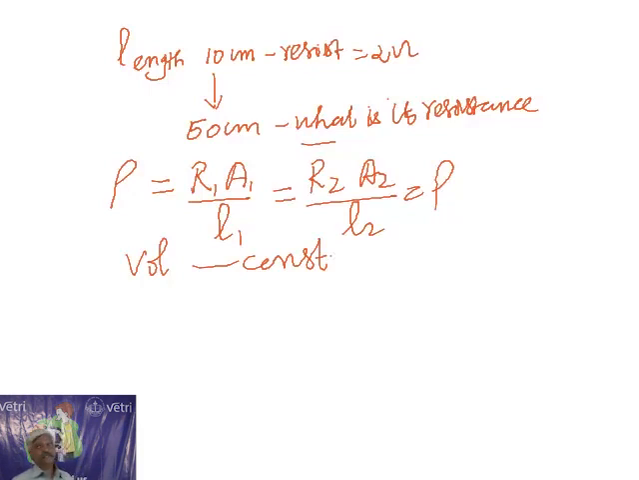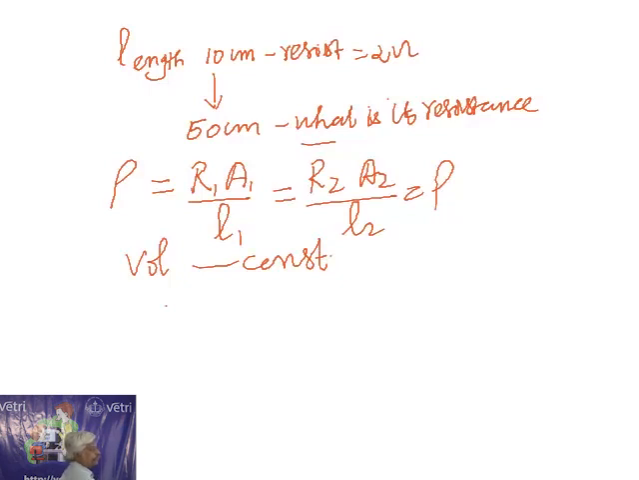Why I have explained this: for any type of problem, we can directly substitute and get the answer. How? If length alone is increased, area decreases. First concept: length changes, area changes, but volume remains constant, and specific resistance is also constant, because specific resistance or resistivity depends only on the material.